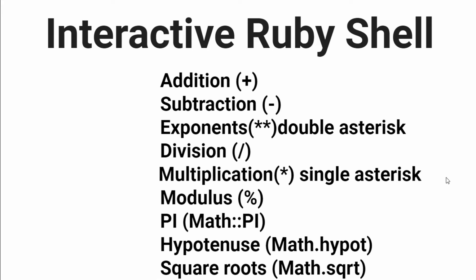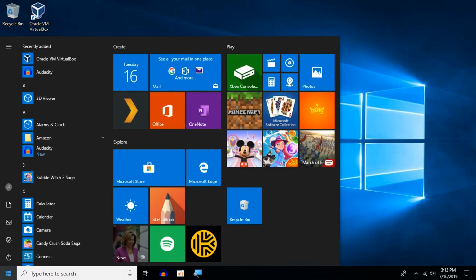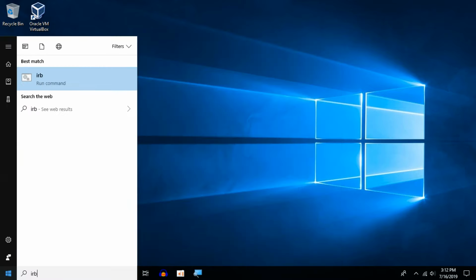Today I hope to explain basic math concepts using the interactive Ruby shell. I'm going to cover addition, subtraction, exponents, division, multiplication, modulus, pi equation, hypotenuse, and square roots. Open interactive Ruby shell, type IRB. I'm going to start with addition.